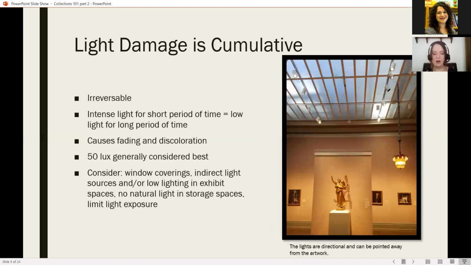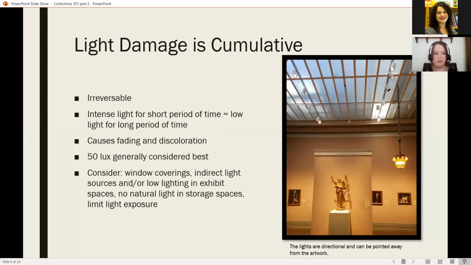So I'll start with light damage. One of the things I say most often in my daily life is light damage is cumulative. I know this because I'm a very pale human being. If I stand out in the sun too long, I will burn. There is no tan, there is only burn. And we see what too much sun exposure can do to the human body. Imagine what it's doing to an inanimate object.